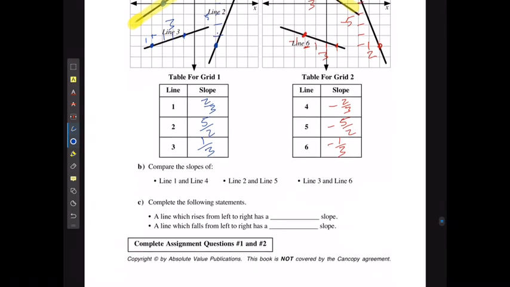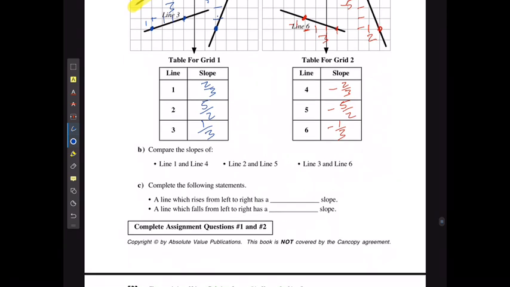If I'm comparing the slopes of lines 1 and 4, they're going to be the negatives of each other, which means that they're going to have opposite signs. I'm going to see the same thing for lines 2 and 5, and lines 3 and 6. So a line which rises from left to right has a positive slope, and a line which falls, or the y values decrease moving from left to right, has a negative slope.